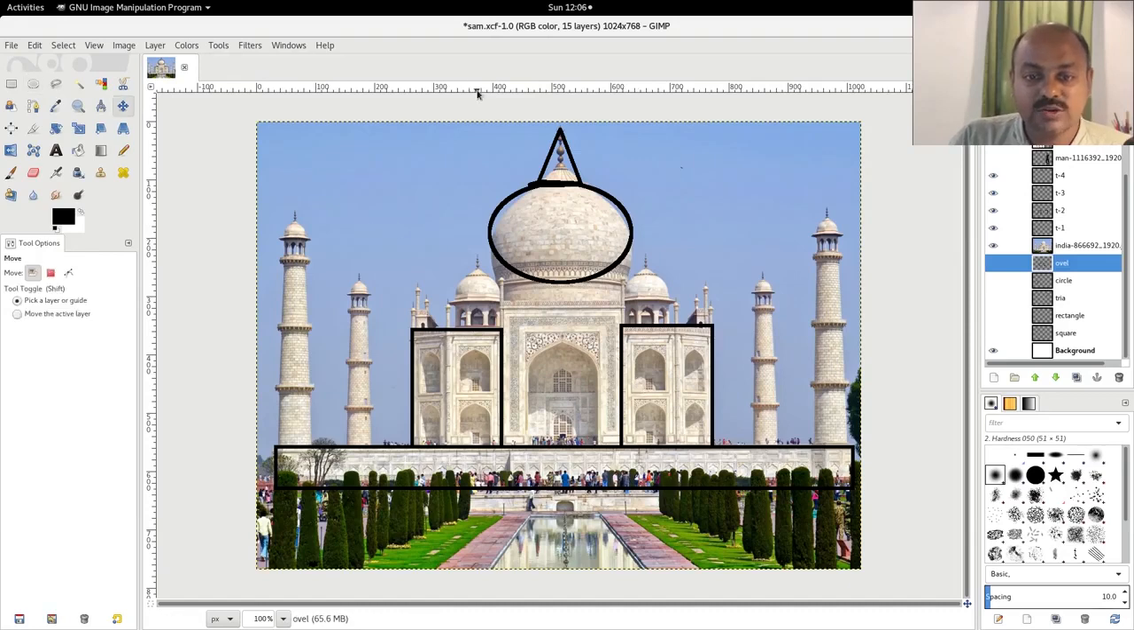The next thing that you need to observe is alignment. By alignment, we mean the things that are in one line. For example, the top of this rectangle and the top of this rectangle are in one line. So is the bottom of these two rectangles. You can have vertical alignment also. For example, the center of the triangle, the center of the oval, and the center of the Taj Mahal itself are all aligned vertically.